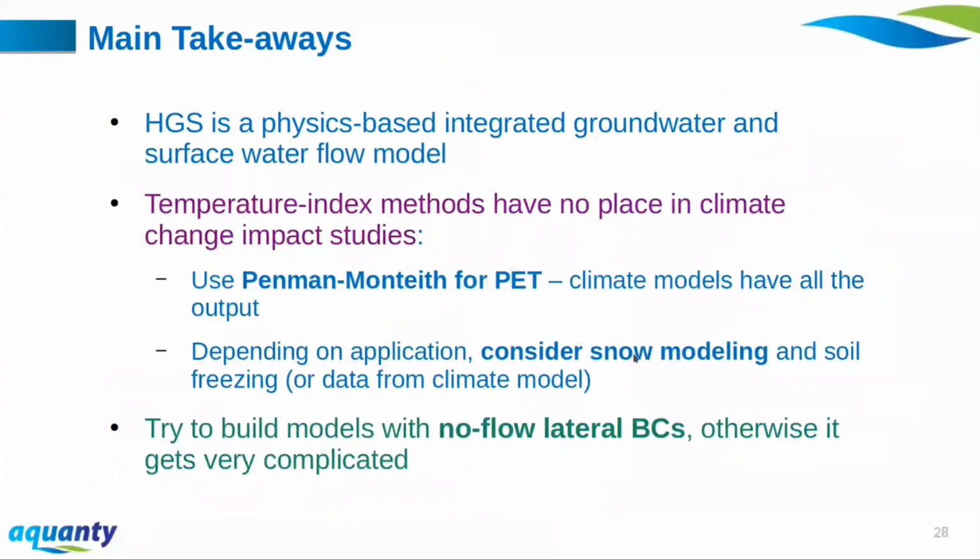Yeah, main takeaways here: don't use temperature index models. The gold standard for PET is Penman-Monteith. You can calculate Penman-Monteith from climate model output. At least use something like Priestley-Taylor. Consider snow and snow modeling. You may have to do snow modeling offline. If your hydrological model only has a temperature index model, I would recommend doing snow modeling offline with a physics-based model. Yeah, and so for lateral boundary conditions, best is to just have no flow if you can justify it.